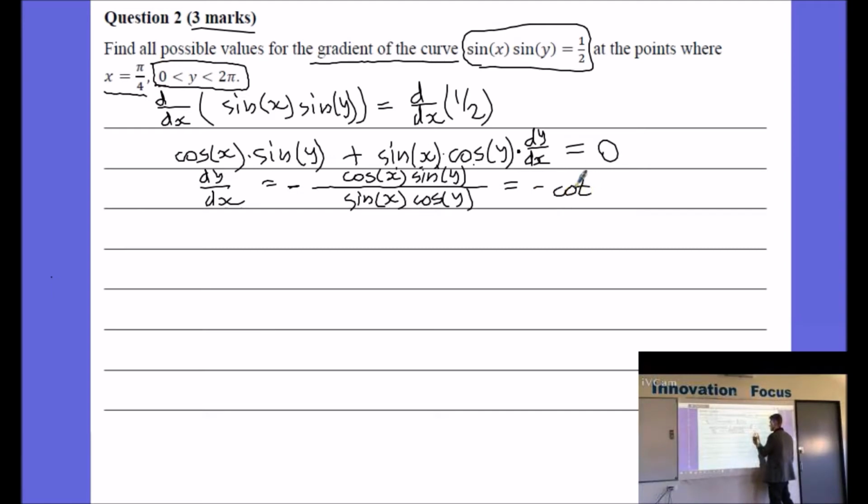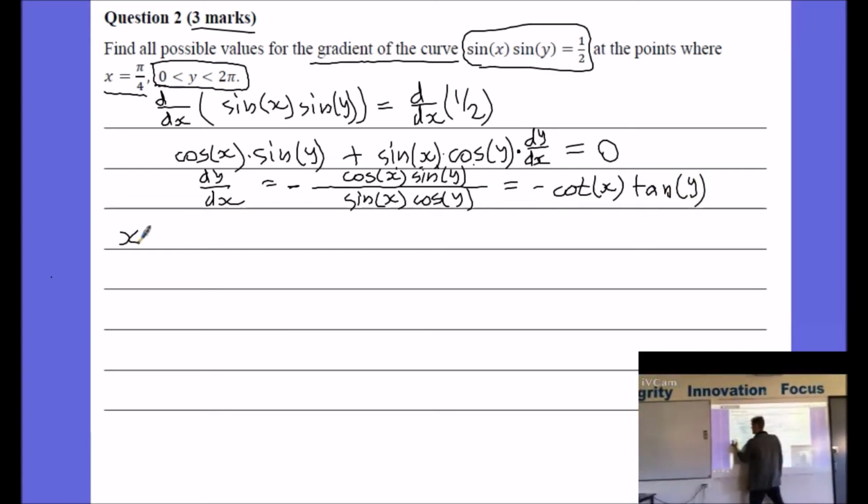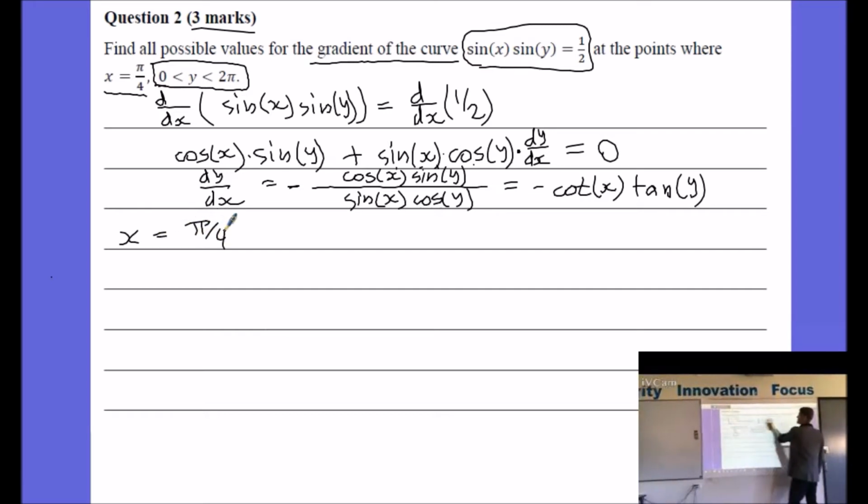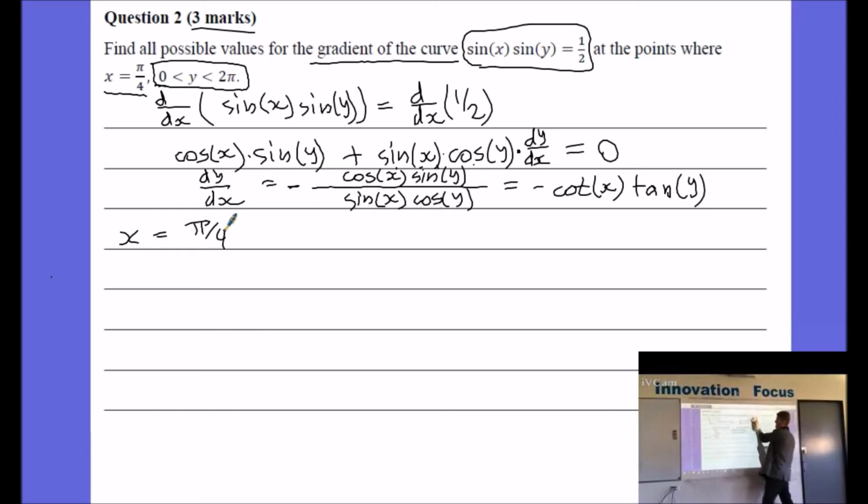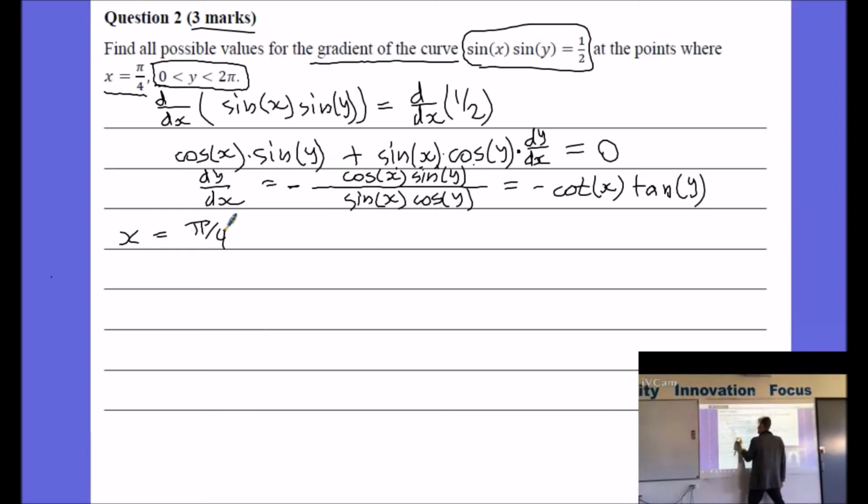Well, that's a cot function. And we've got a tan function in y. Okay, so let's figure out what's going to be the corresponding y coordinate when x is pi on 4. We're going to substitute that back into the original curve and solve for y. So sine of pi on 4 times sine of y is equal to a half.